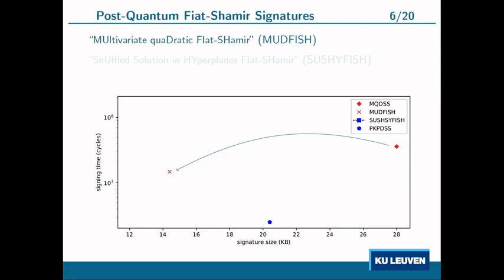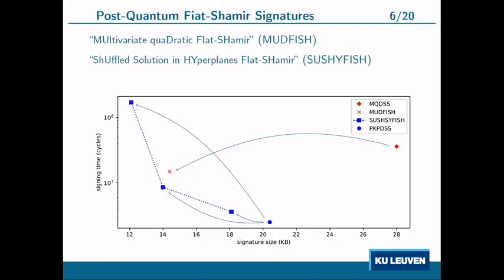From a geometric perspective, you can think of each row of the matrix in a permuted kernel problem as defining a hyperplane, and the problem is to find a permutation of a vector that lies in all these hyperplanes. Therefore, we call our new signature scheme the shuffled solution in hyperplanes Fiat Shamir scheme, or SushiFish for short. In this graph, we show 3 instantiations of SushiFish with different values of q prime. This gives a trade-off between signature size and signing time. Compared to PKP-DSS, the candidate from the Chinese post-quantum competition, we see that with our implementation, the signing time is slower, but the signature size is significantly smaller.